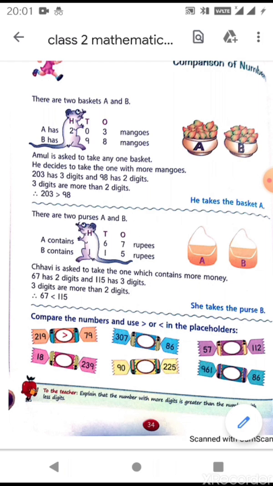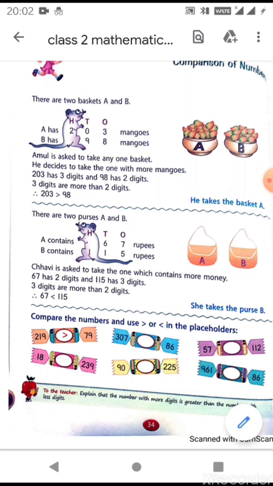In the first example, it was 203 greater than 98 since basket A had 203 mangoes and basket B had 98 mangoes. In this example, purse A contains 67 rupees and purse B contains 115 rupees. So since purse A comes first, we say 67 is less than 115. And you all have done the signs greater than and less than in class 1. So in the first example, we write 203 greater than 98 and in the second example, we write 67 less than 115.